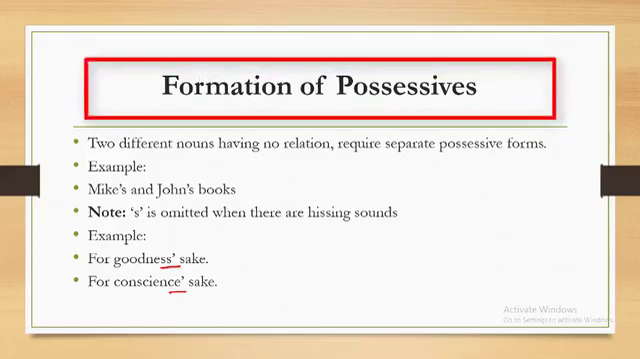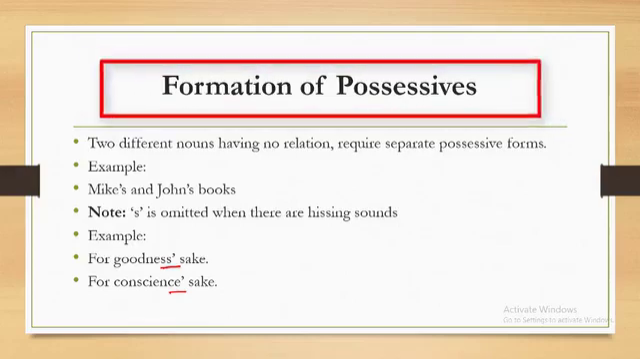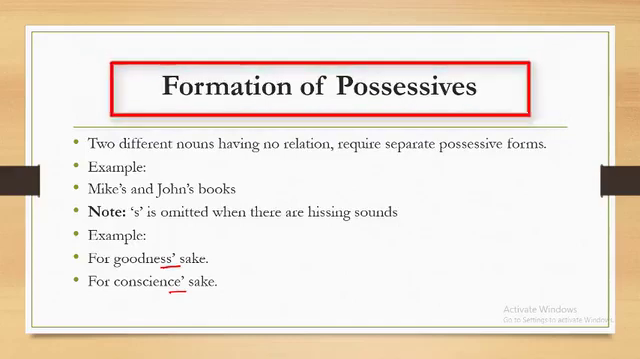So the noun, which is an abstract noun, ends with an S, but also has the hissing sound. So we have for goodness sake. So the last S receives the possessive. The same thing for conscience sake. We can't say for conscience's sake. No, it doesn't make sense.